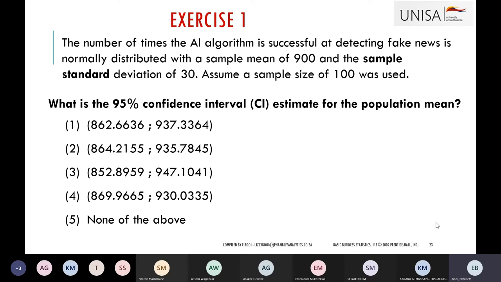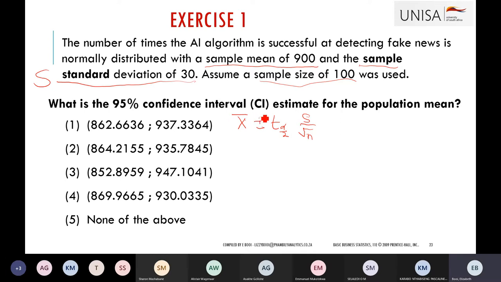What are we given? We are given the sample mean of 900, the standard deviation of 30, sample standard deviation, which means the population is not known. We are given S and our sample size. So let's substitute into our formula, plus or minus our critical value times our standard error.